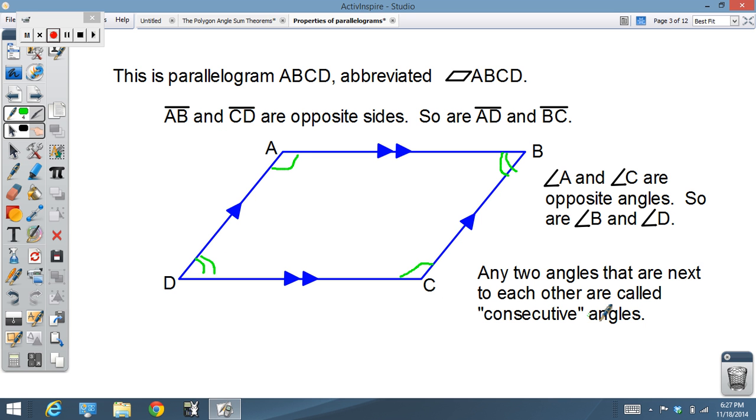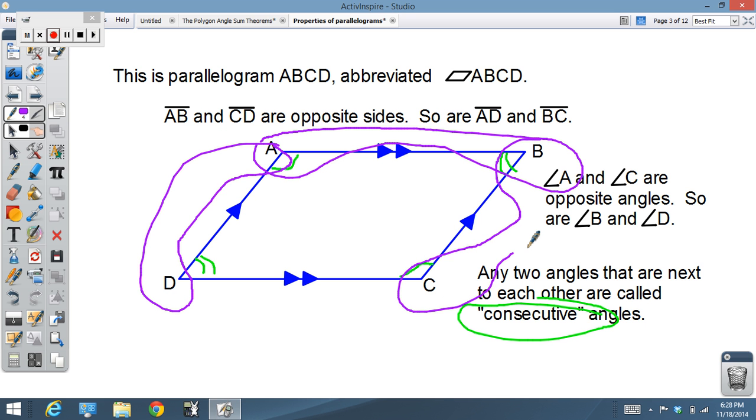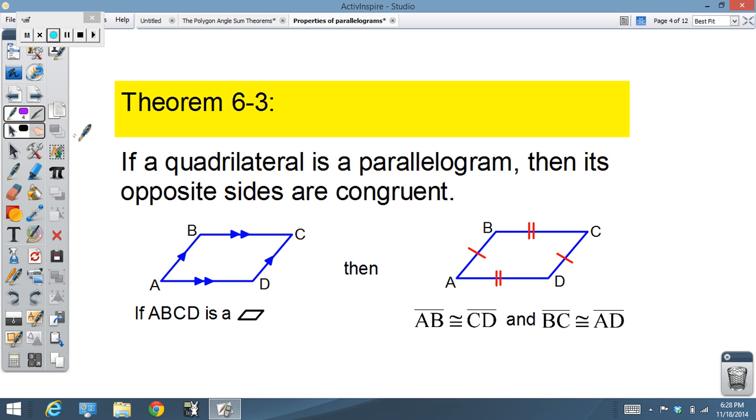Now, consecutive angles would be next to each other. So A and D would make consecutive angles. That's what we call that. So would A and B be consecutive angles. So you guys get the pattern there. Any angles next to each other are called consecutive.